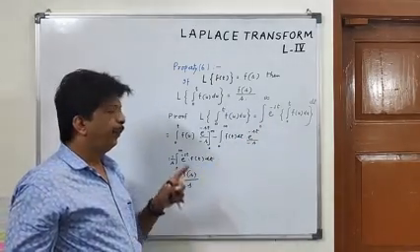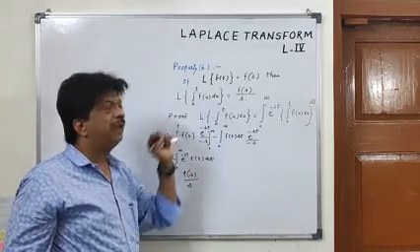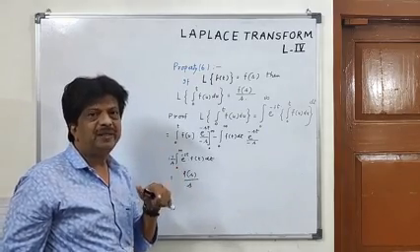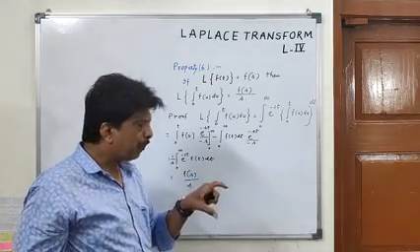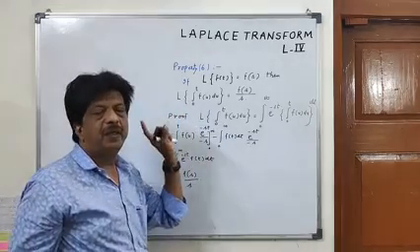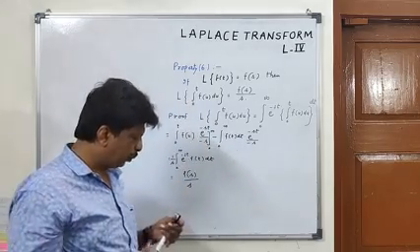So Laplace transform of the integral 0 to t f of u du is always equal to F of s by s. Just divide the Laplace transform of f of t by s. You directly get the Laplace transform of integral 0 to t f of u du.